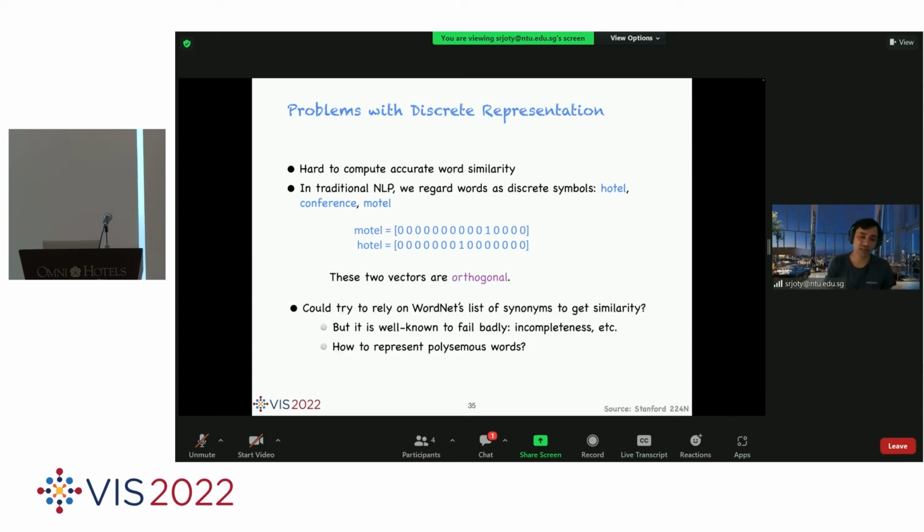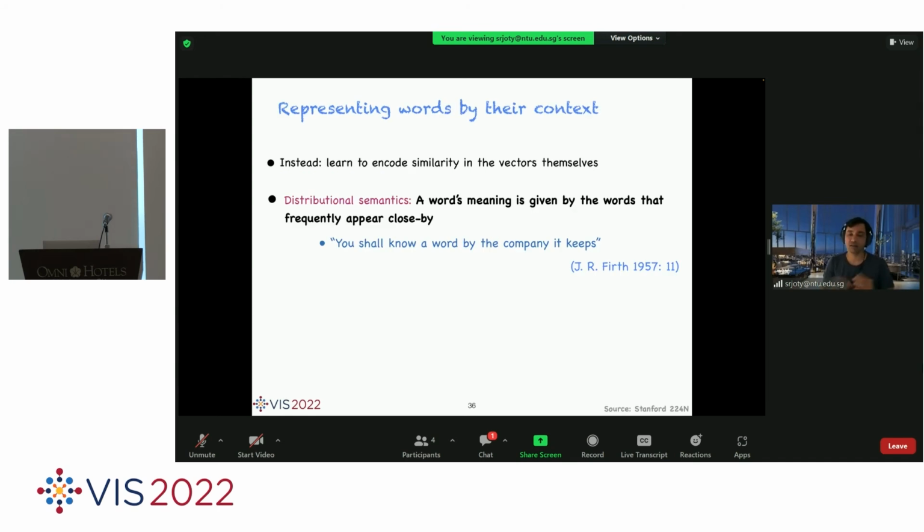So we could try to again use WordNet's list of synonyms to get similarity, but we know that it's going to fail again because of the incompleteness and all these issues. So instead, the main idea here, the distributed representation, is to learn to encode similarity in the vectors themselves. And we'll be using distributional semantics rather than denotational semantics, which says that a word's meaning is given by the words that frequently appear close by. There's a famous quote from J.R. Firth, which says that you shall know a word, or the meaning of a word, by the company it keeps.